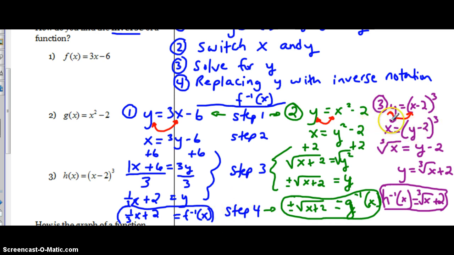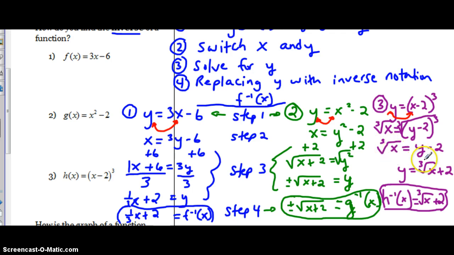Now what's in the way is this cube. And we can't do anything here. We can't distribute that cube. These two are together as y minus 2 cubed. So the only way to get to that y is we have to take the cube root of both sides. And that would cancel the cube. So this side would become y minus 2, and this side becomes the cube root of x.